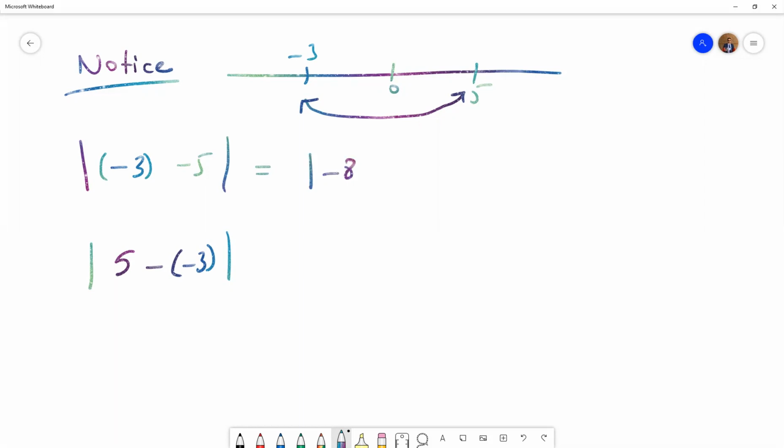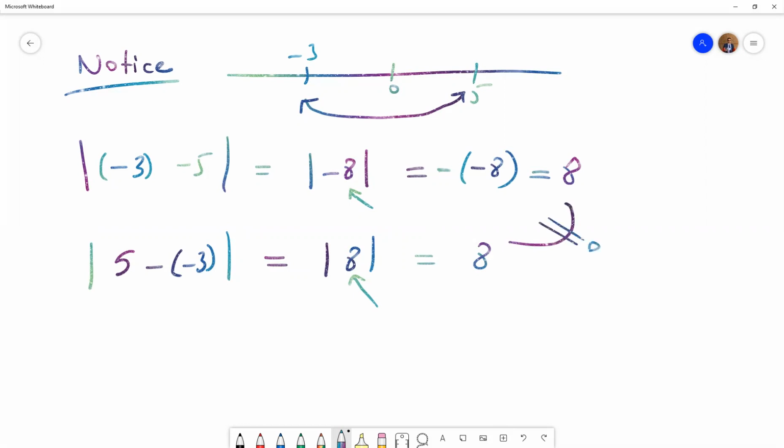Here we have -8, so from the definition of absolute value, if here is negative, we put a minus sign here and we get +8. And this one is 8, and you see here is positive, so it's the same. So we saw that these are equal.